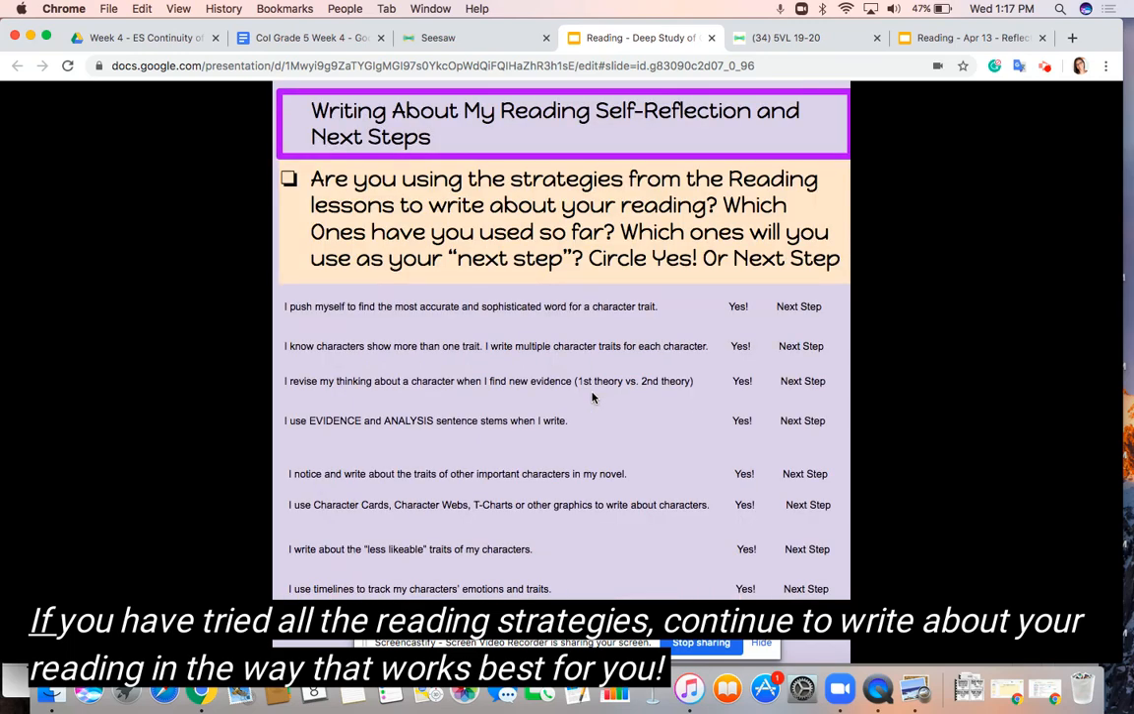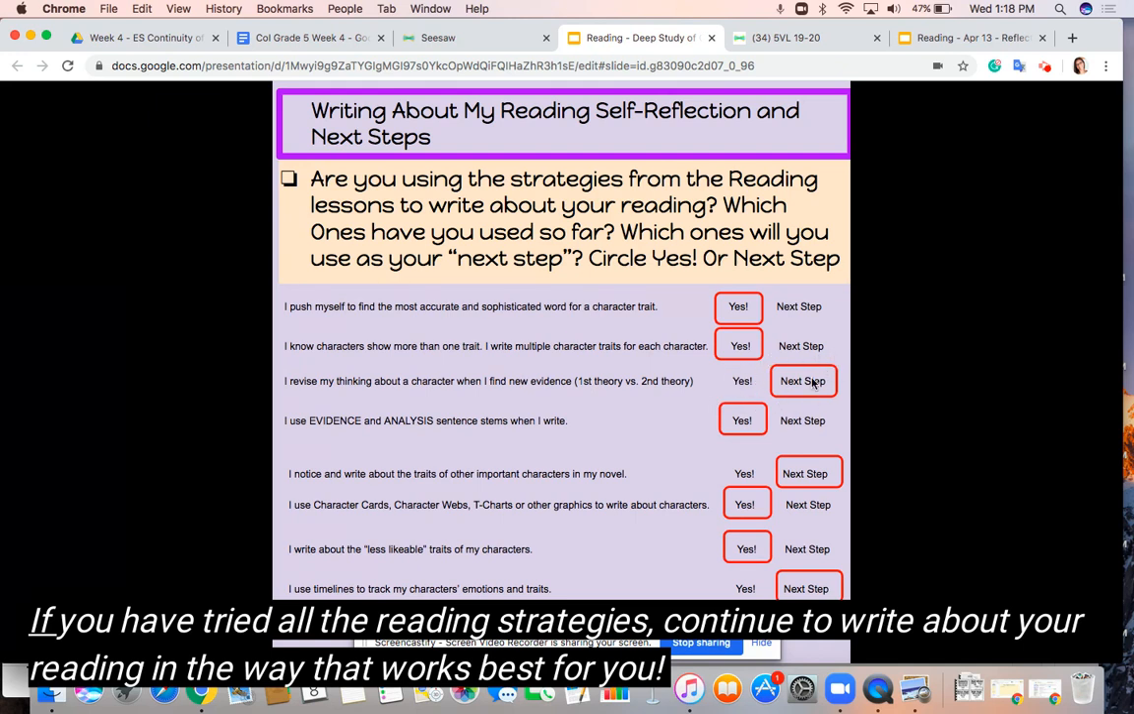On page 2 of your Seesaw reflection from Monday, well, it looks like this. Open up your Seesaw reflection from Monday and turn to page 2. These are all the strategies that we have learned in reading class in this unit so far, and we are using them to write about our reading. You have circled yes for the strategies that you have already used in your writing about your reading, and you have circled next steps for the strategies that you have not yet used in your writing about your reading.